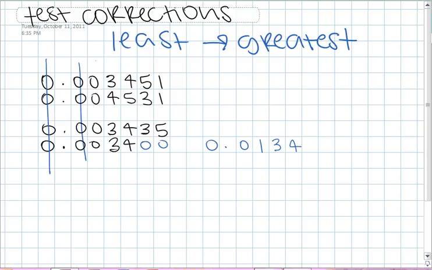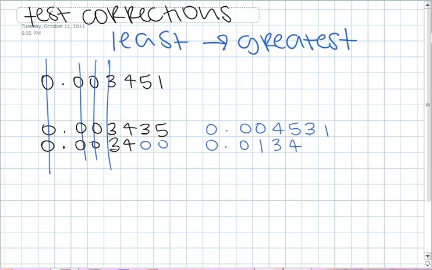Okay, so next, that column is out. We're going to look at the column to the right, the last column, and look for the biggest number here, and the biggest number is a 4. So that's our second biggest number. 0.004531 is our number. So this is useless to us now, after we've used it, so we're just going to erase it.